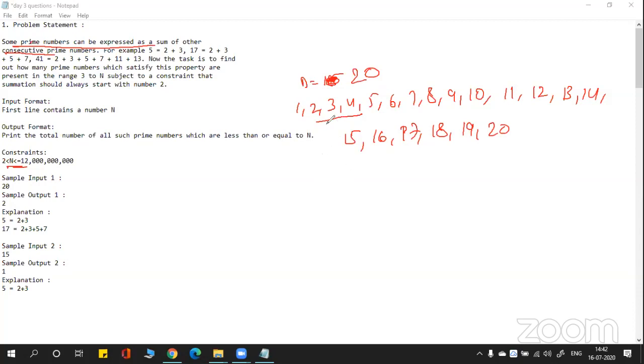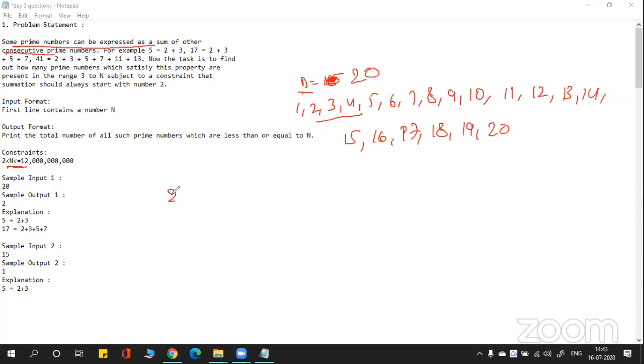Okay. So I should find out the count of prime numbers which can be expressed as a sum of other consecutive prime numbers. So if you observe here, I am purely working on only prime numbers. So actually, I need not worry about other numbers at all. So what I'm doing? First, they gave the n value as 20, right? So until 20, I'll store all the prime numbers.